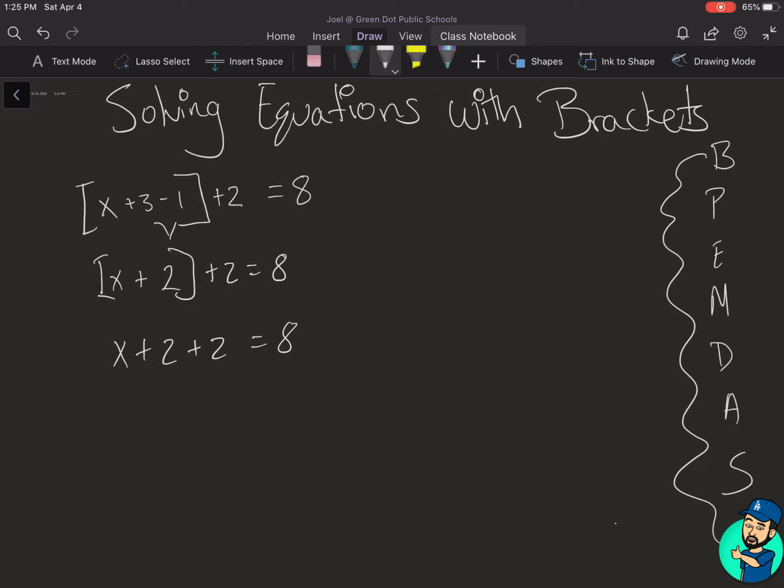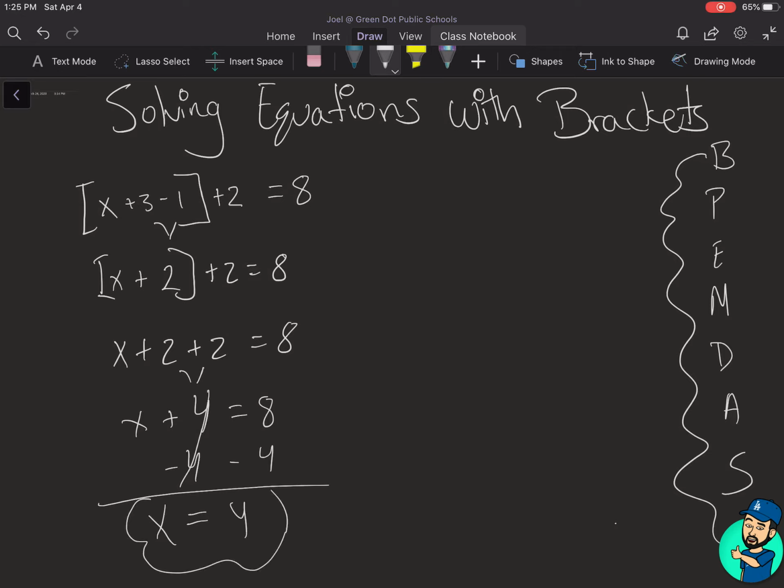Now we could add 2 plus 2 because those are like terms. And that'll be 4. And I'm going to copy and paste everything else down. Now, to leave x by itself, I would need to subtract 4 from both sides. The 4 and the 4 cancel out. I bring down the x. I bring down the equal sign. And 8 minus 4 equals 4.